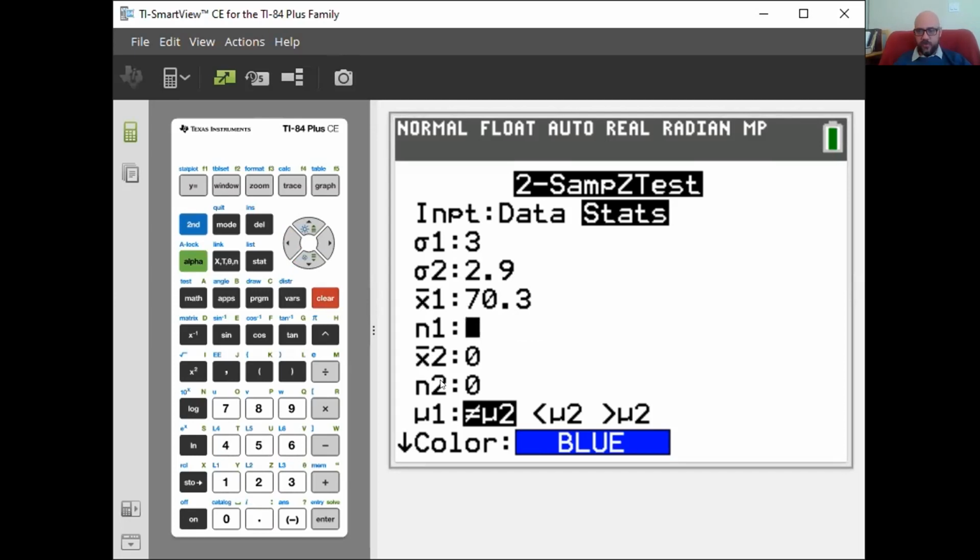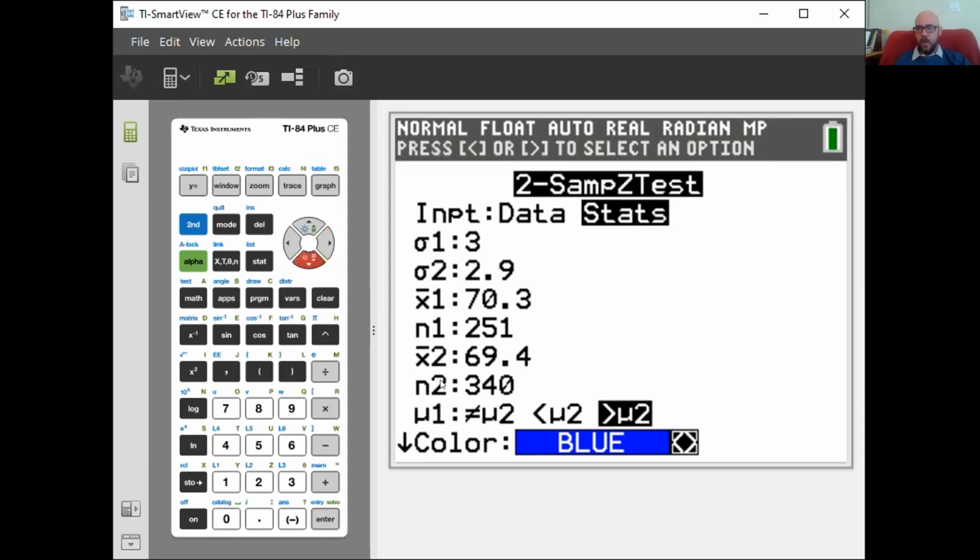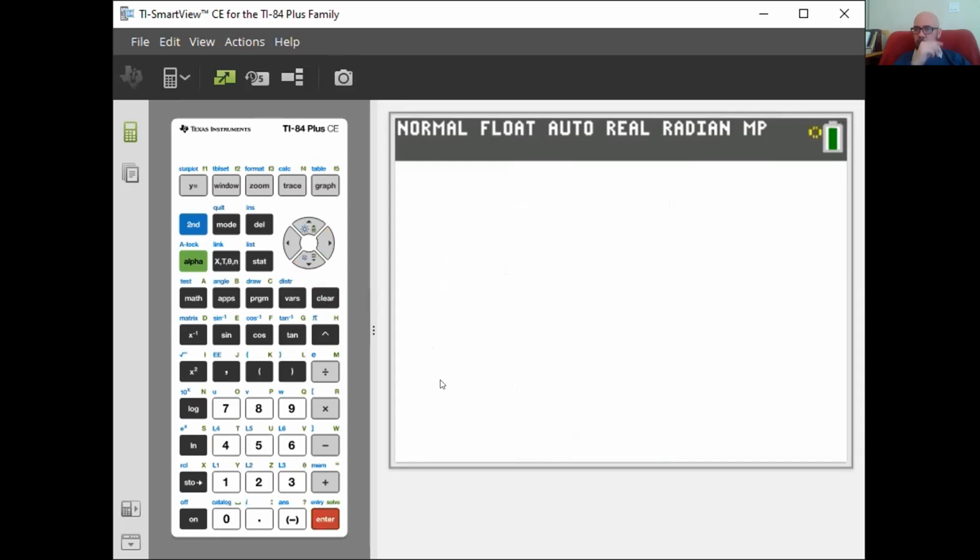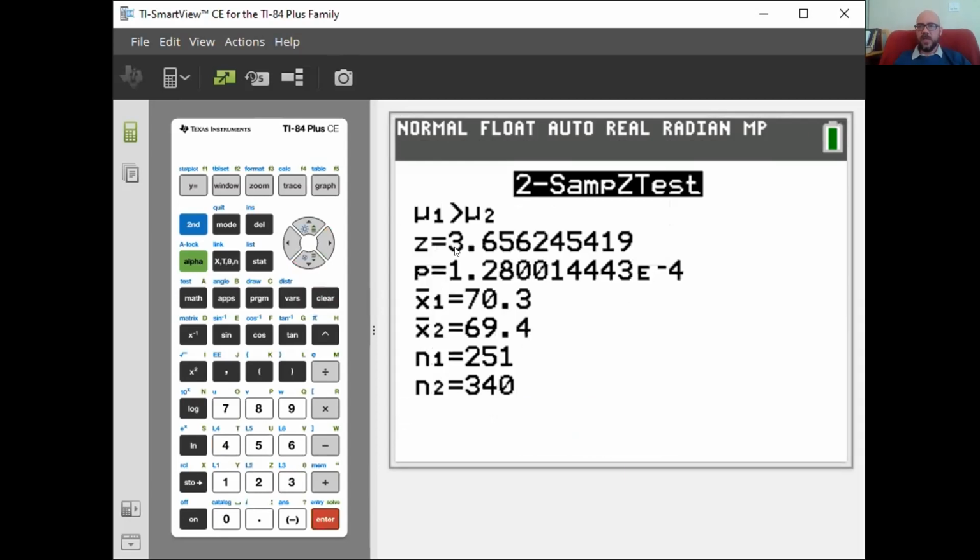n1 was 251. x2 bar was 69.4 and n2 was 340. And our alternative hypothesis was greater than, mu1 greater than mu2. Mu-S greater than mu-A. And then we calculate. And lo and behold, it's the same exact number we got when we did it by hand. Unsurprisingly, turns out that I am telling you how to do it correctly.